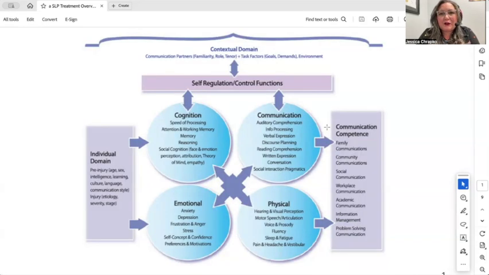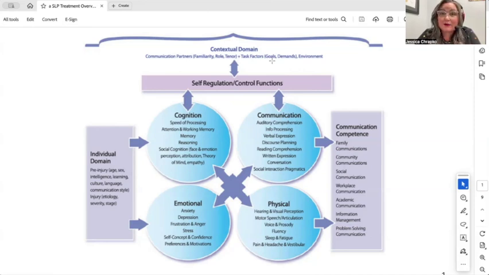This theoretical framework of cognitive communication disorders was created by Sheila McDonald. I really like this graphic because it really captures the extent and breadth of cognitive communication treatment. We need to know who the client is communicating with, how familiar they are with their communication partners, and what role they play. Is it a parent or a sibling or a colleague or boss? And what tasks are they communicating in? What are the goals? Are they persuading? Are they selling? Are they explaining?